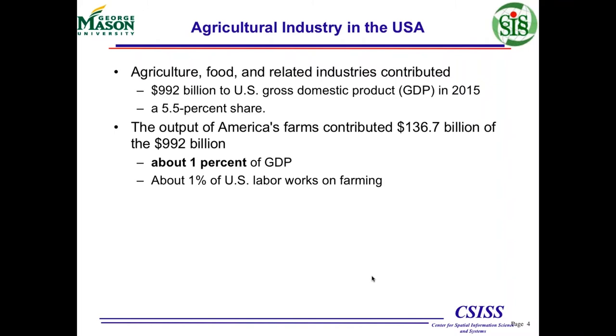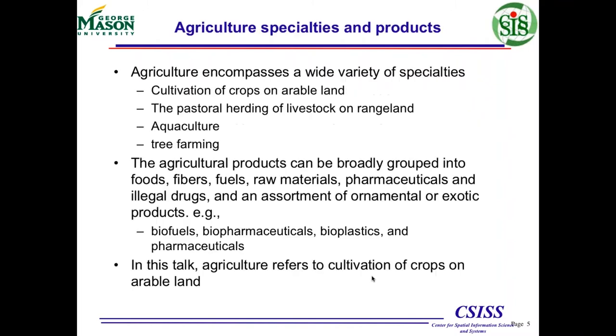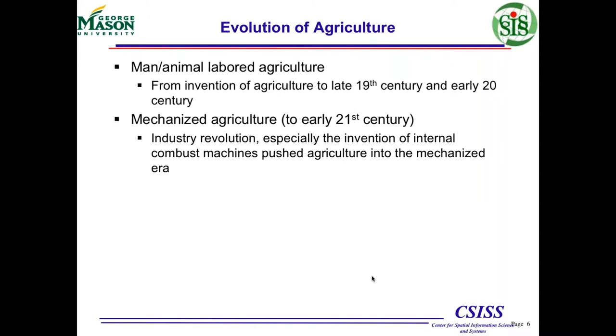So, the evolution of agriculture: we start from man- and animal-labor agriculture, which is at least 6,000 years old, until the late 19th century and early 20th century in the US. In other parts of the world, you still use animal labor or man labor for agriculture. But in the US, it is mostly mechanized agriculture. And this is some features of man and animal labor agriculture. Basically it is labor intensive, small scale, low productivity, but we also have advantages: it has a low environmental footprint and is self-sustaining.